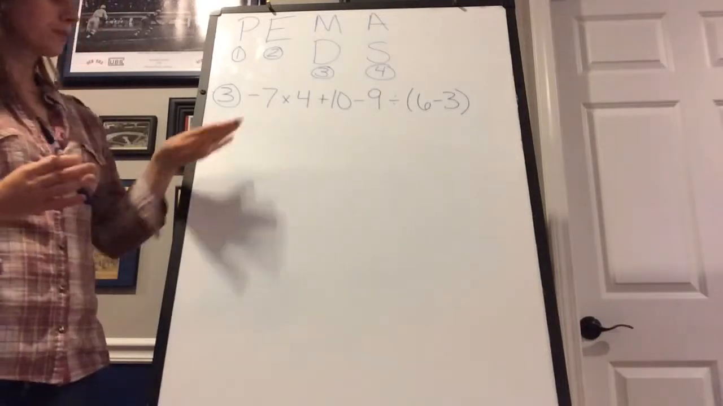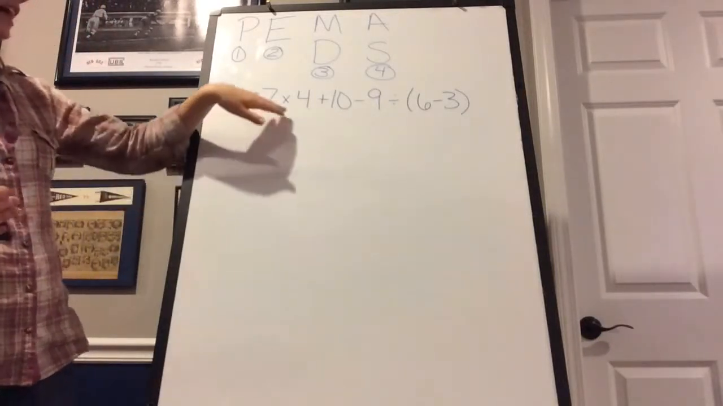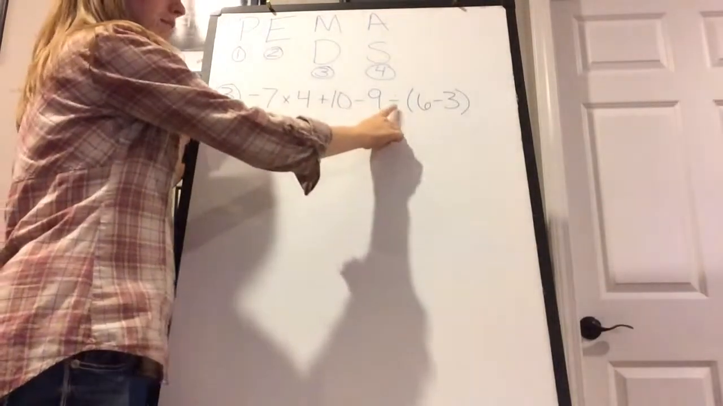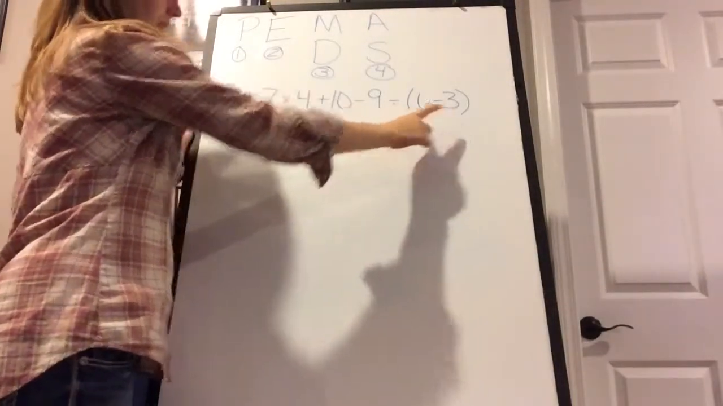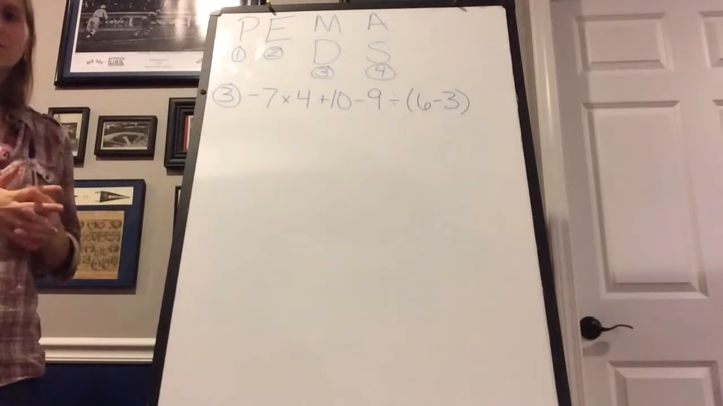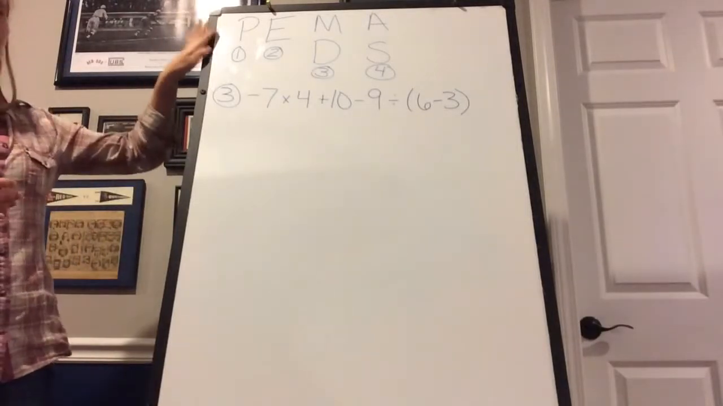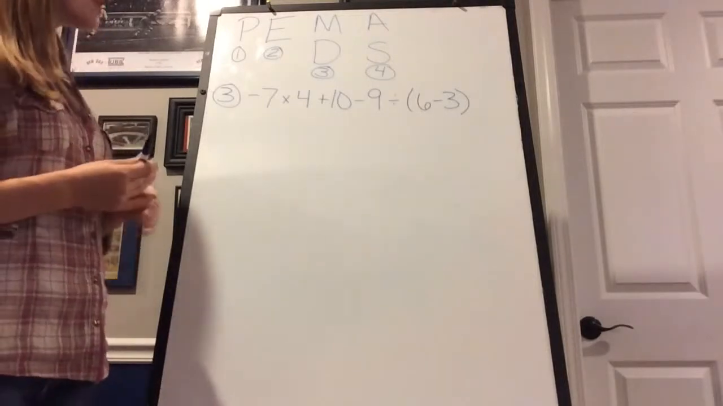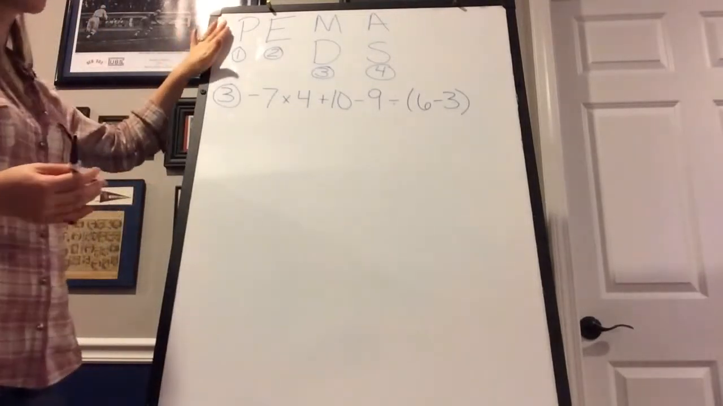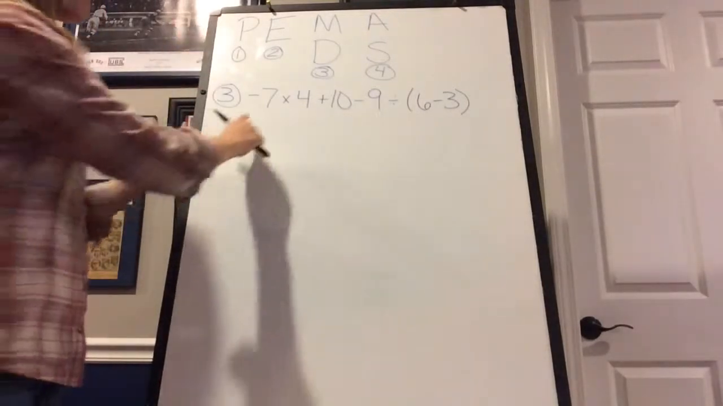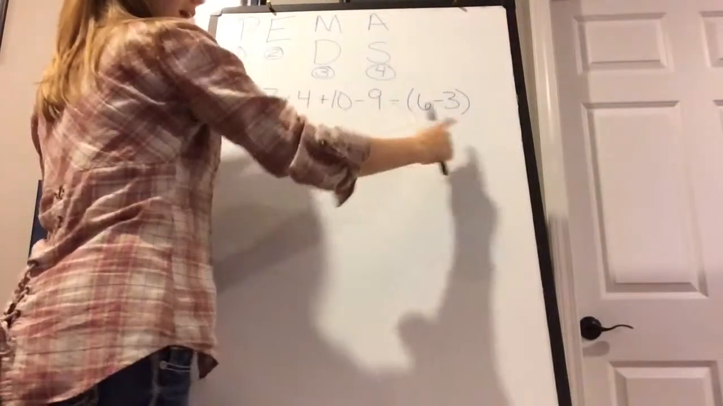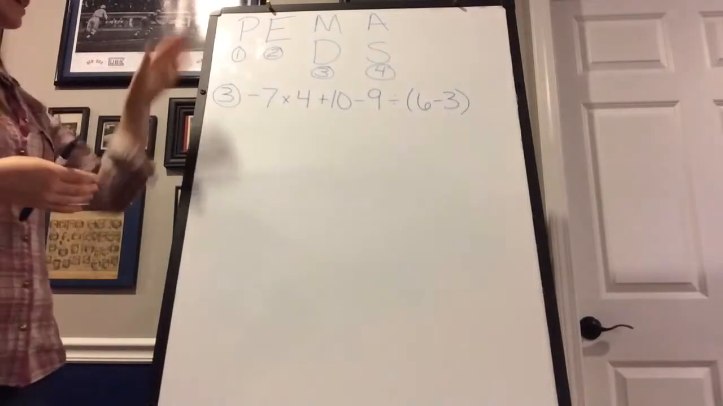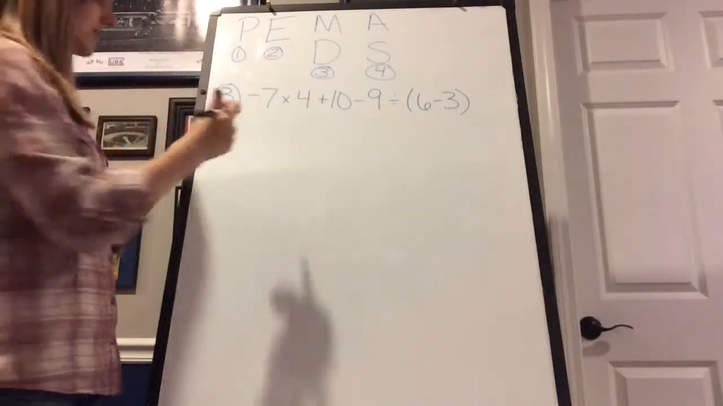For problem number 3, we have -7 times 4 plus 10 minus 9 divided by parentheses 6 minus 3. This is a pretty long problem, so it's really important that we make sure we follow these order of operations so we can get the correct answer. So our first step is to look for parentheses. Looking at our problem, we have parentheses here at the end. Even though it's at the end of the problem, we still have to do it first because that's what the order of operations tells us.